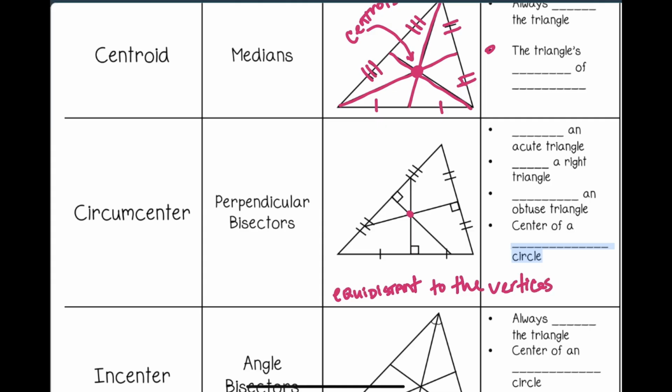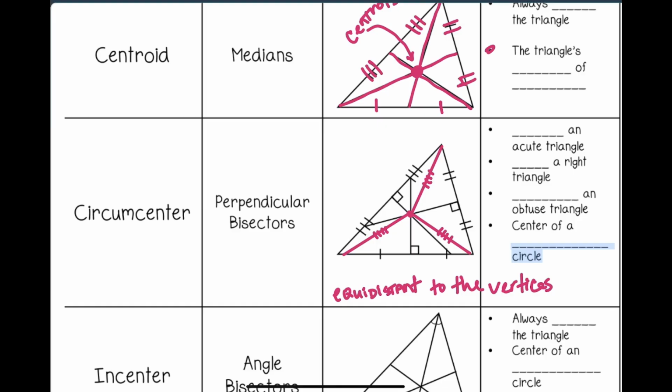Which means that point, although it's made up of perpendicular bisectors, if we measured from this point to each vertex, it would be the same distance. So if this was 4 inches, that would be 4 inches, and that would be 4 inches. They don't always have to be 4 inches. It's just the same. And I can show you that by making these marks. Because we already have 1, 2, and 3 used in that, I have to use 4.